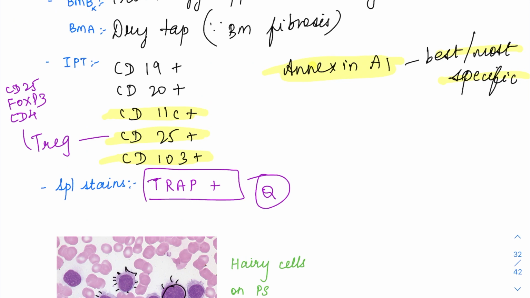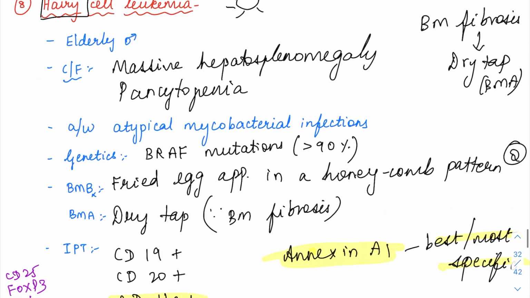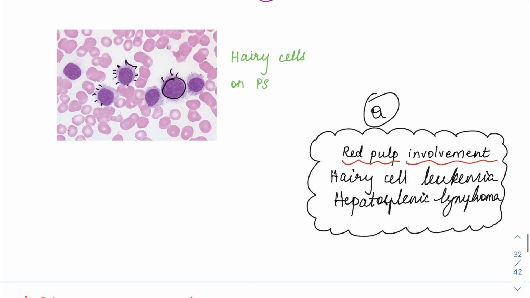So there are many specific things in hairy cell leukemia. Firstly, an elderly male presenting with a massive hepatosplenomegaly in a pancytopenic picture involving the red pulp of the spleen here. And then the immunophenotype was quite specific, CD11c, 25, 103 positivity, along with annexin A1 and then TRAP positivity. So all of this is quite specific for hairy cell leukemia. So in the peripheral blood, we saw hairy cells, bone marrow aspirate, dry tap, bone marrow biopsy, fried egg appearance. Okay.